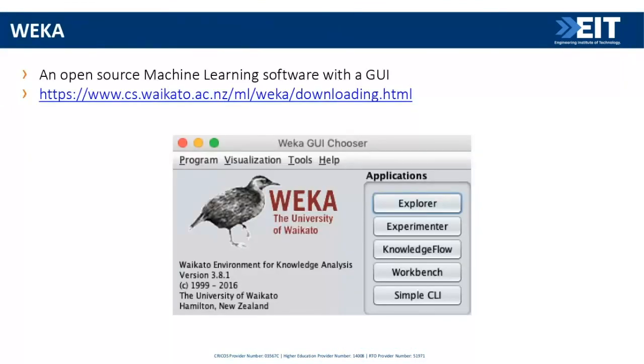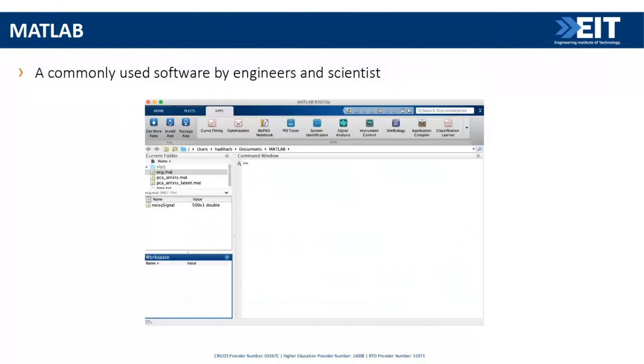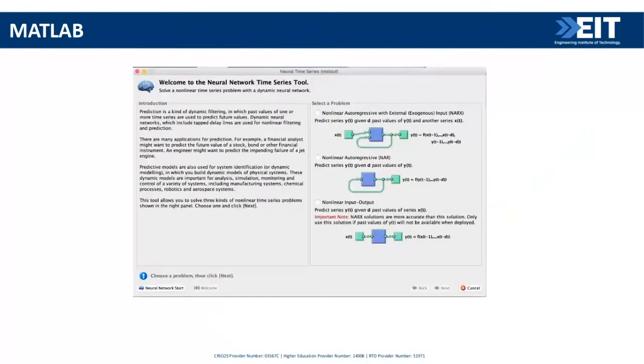Another tool that you can use is Weka. This is a graphical user interface. You can download it from here. You just have to provide the data in the right format and you're done. You have a system that can learn and can make predictions, and can do supervised and unsupervised learning. You can use MATLAB if you are in science and engineering, most probably you already use MATLAB, and MATLAB has a very good toolbox for machine learning.